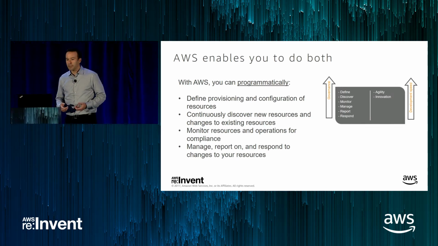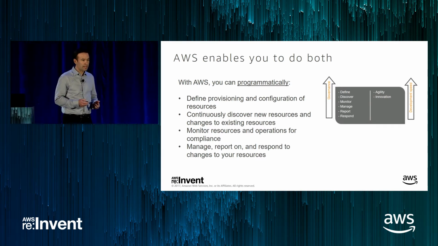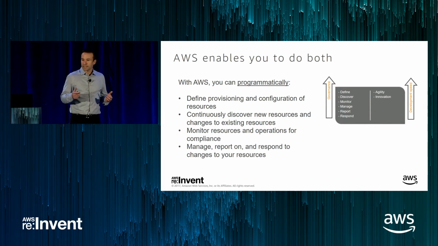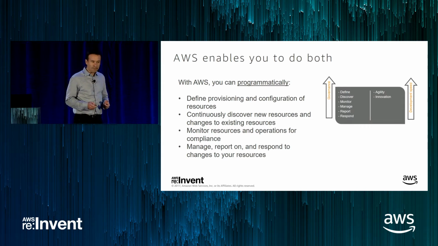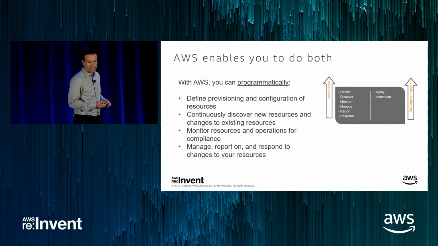And that's really what AWS enables you to do. It enables you to do both of those. It enables you to put in a very robust governance and compliance. But at the same time, you can accelerate your agility and your innovation.